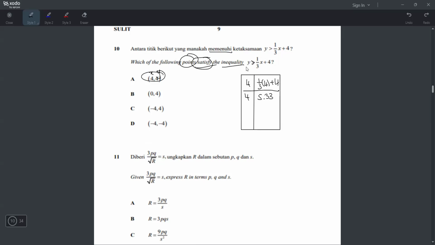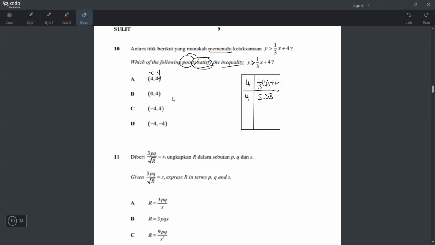Okay, why? Because when you substitute inside, your left-hand side is smaller. The left-hand side is 4. This one is 5 point something. So your left-hand side ends up smaller than the right side. But for this one, the left side, they write bigger here. So that's why this point will not be inside the shaded region. Because this point is below, it sits below the line. But the shaded region now is above because it's bigger. Okay, that's what it means.